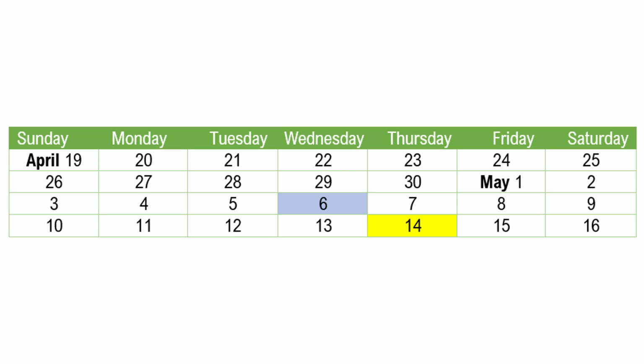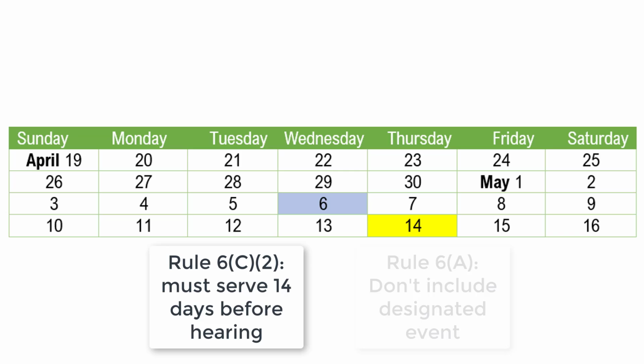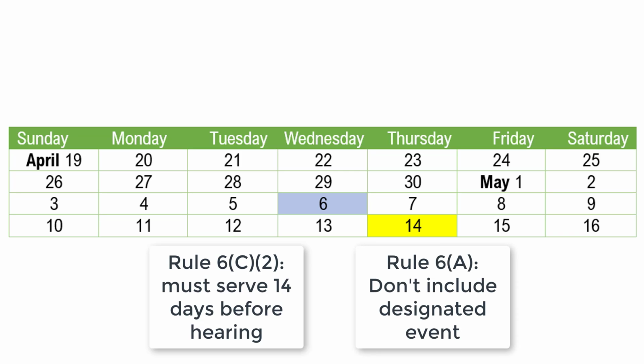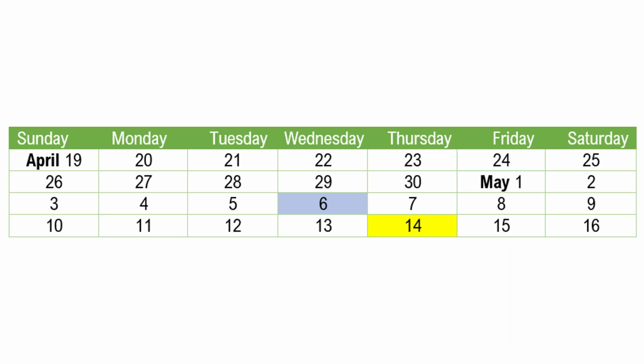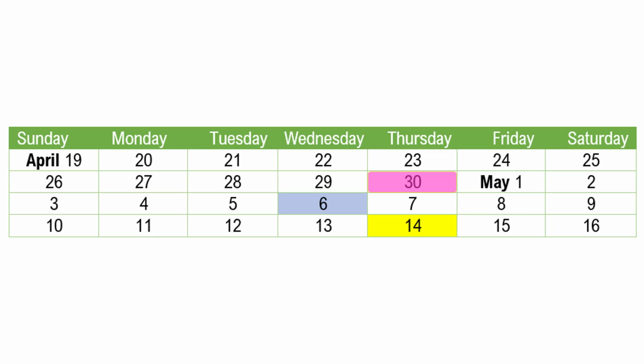So then looking at our calendar, if the hearing is on May 14 and the court rule says that it's 14 days before the designated event, then we don't include the actual designated event. So that means we do not include May 14. So we would count starting the day before. So May 13 is day 1. So if we go all the way back 14 days, we land on April 30. And that Rule 6A says that you do count the final day in your count. So we do count April 30th.